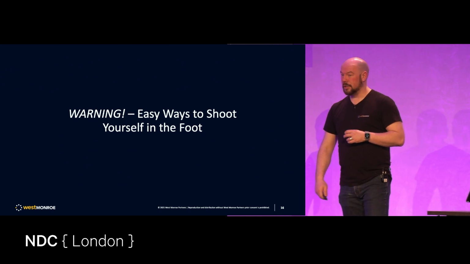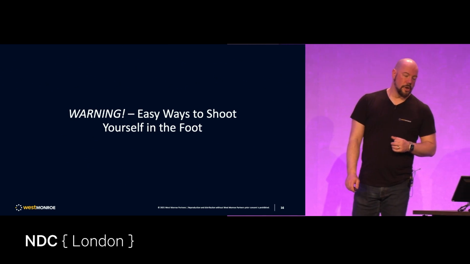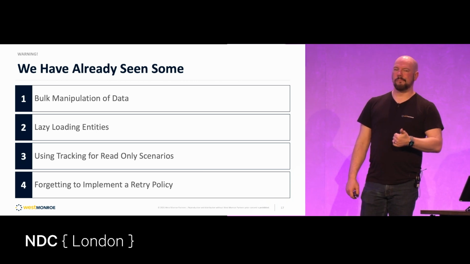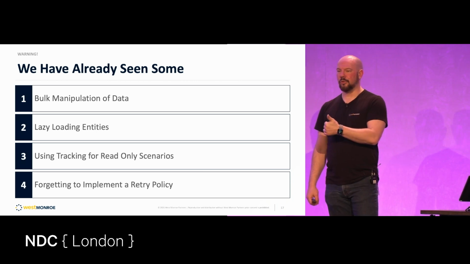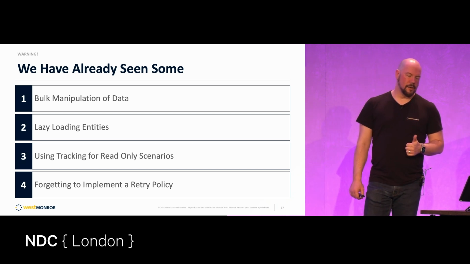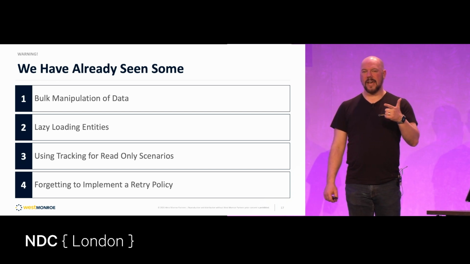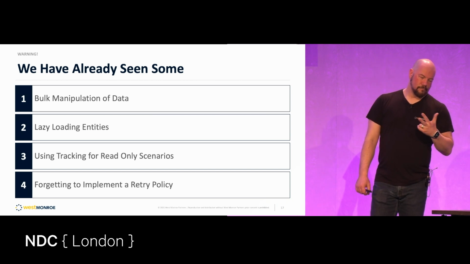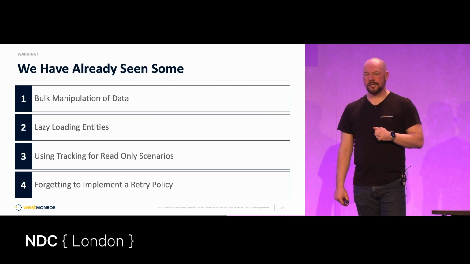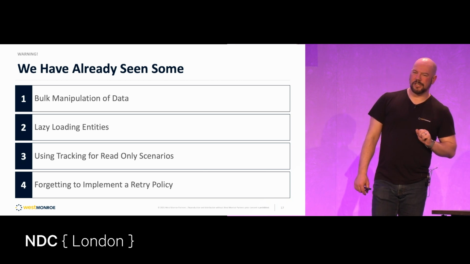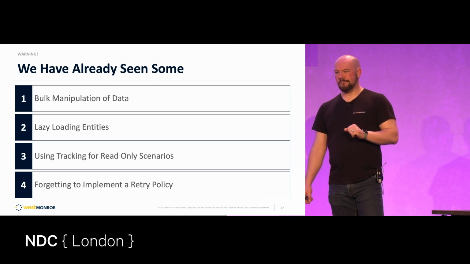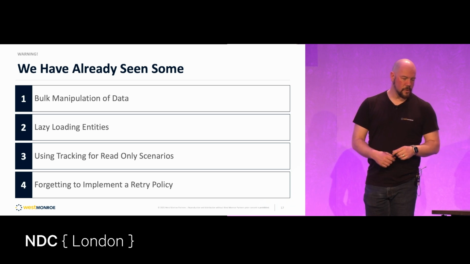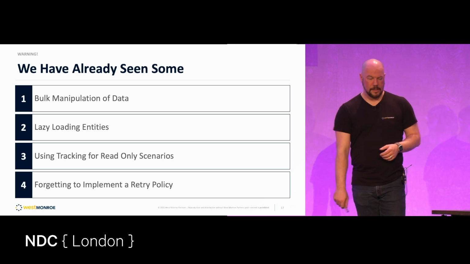Speaking of easy ways to shoot yourself in the foot. Okay, so bulk manipulation of data, bad. Don't do that with Entity Framework. Lazy loading entities, bad. Don't do that with any ORM. Using tracking for read-only scenarios, not bad, but you're costing yourself about 30% of your performance. May matter. And then retry policy.